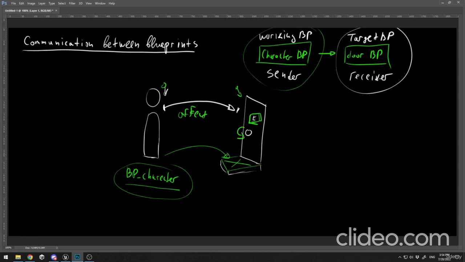All right, guys. So this is pretty much all the very basics of how blueprints communicate with each other. So we always have a working BP and a target BP. We have a sender and a receiver. We have our main BP and we have our target and the action that our target will execute.